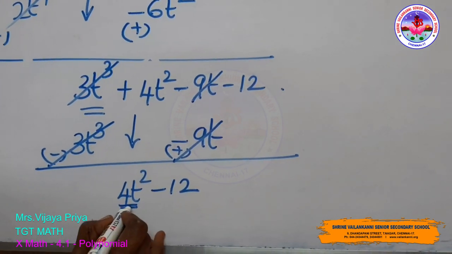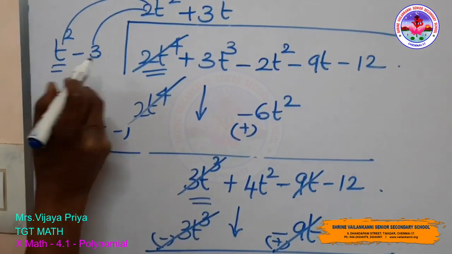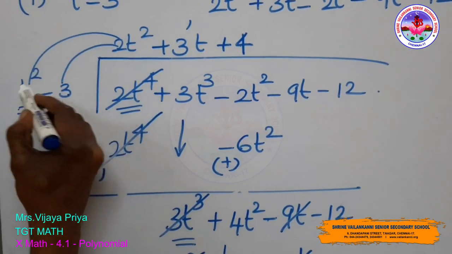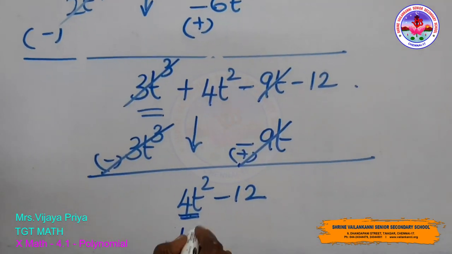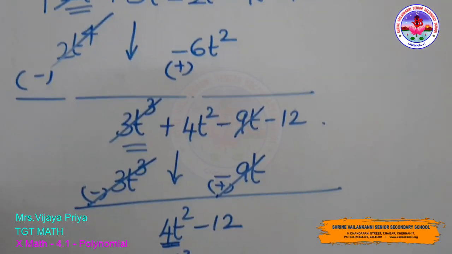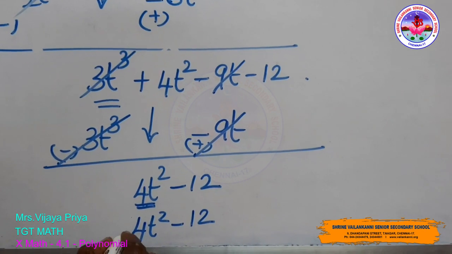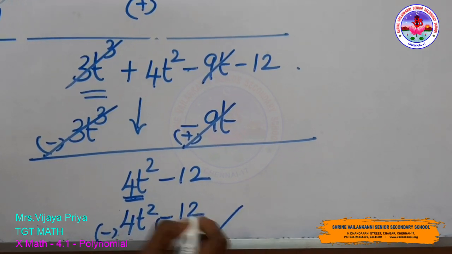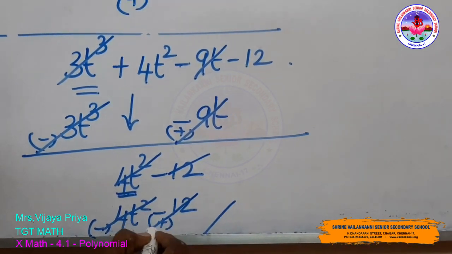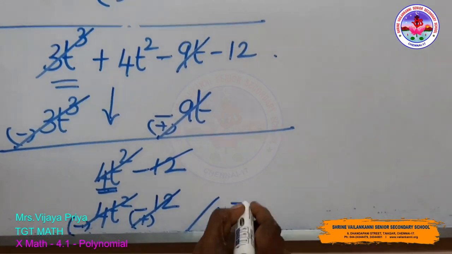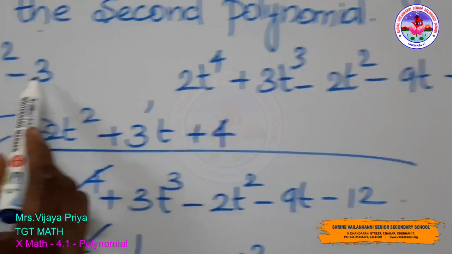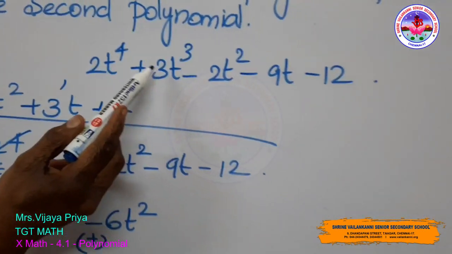Now seeing the first term here and the first term of g of x, I am going to write plus 4 here. So 4 into t^2 becomes 4t^2. Again plus 4 into minus 3 becomes minus 12. So I am changing the sign here. So I will get plus 4t^2 minus 4t^2 gets cancelled, minus 12 plus 12 gets cancelled. So I get the remainder as 0. Hence my g of x is a factor of p of x.